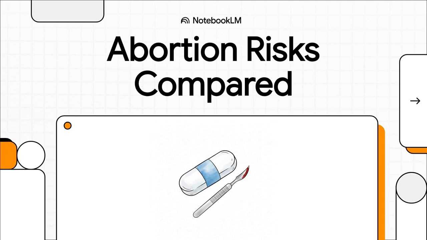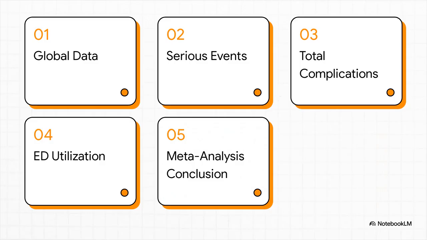Understanding these complex statistical findings is absolutely crucial because it directly impacts everyday healthcare protocols and how patients actually understand their options. So, here's our roadmap for today. We're going to start with analyzing the global data, then look at serious adverse events, move into total complication rates, check out emergency department utilization, and finally wrap it up with the meta-analysis conclusion.